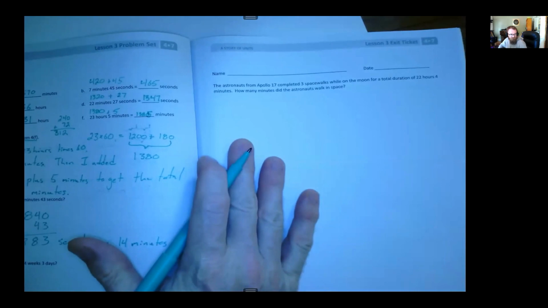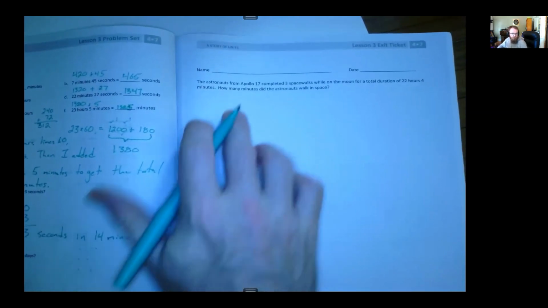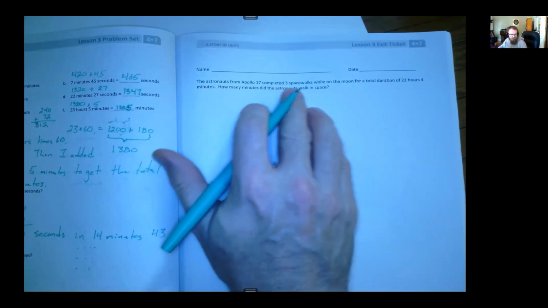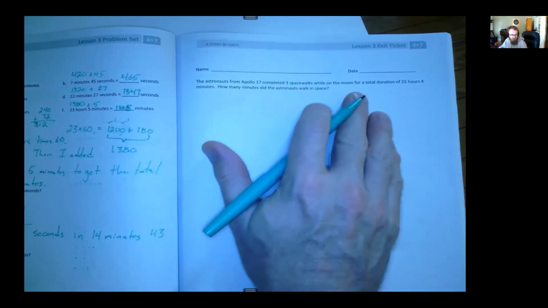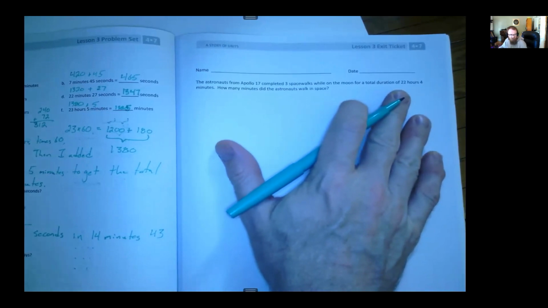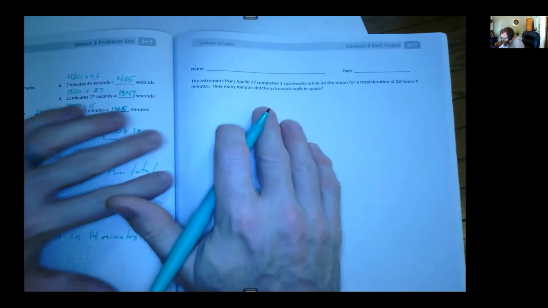Please complete your exit tickets. Just one question. The astronauts from Apollo 17 completed 3 spacewalks while on the moon for a total duration of 22 hours, 4 minutes. How many minutes did the astronauts walk in space?